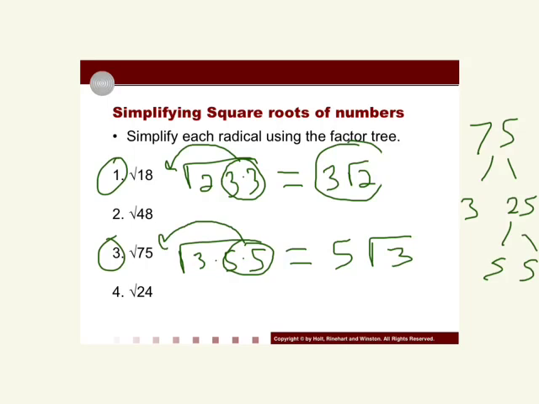So those are 2 examples of simplifying square roots of numbers. Just remember, do the factor tree. Once you've done the factor tree, look at the factors you have inside the radical. If you have 2 of a factor, it can be pulled out as 1.